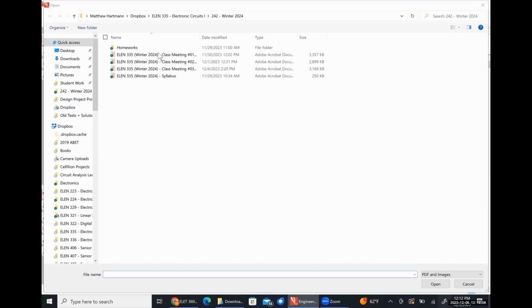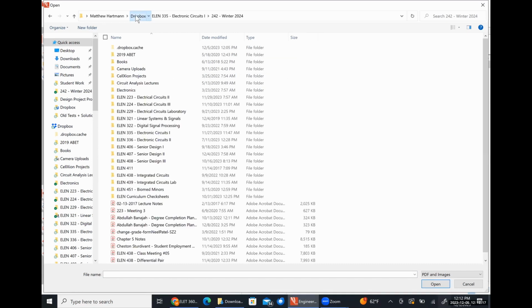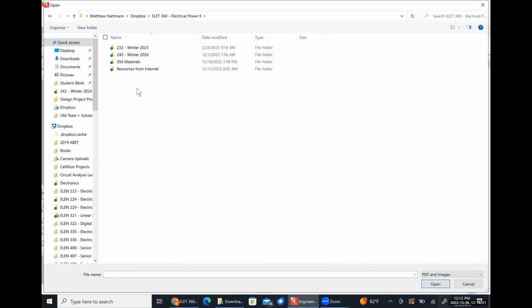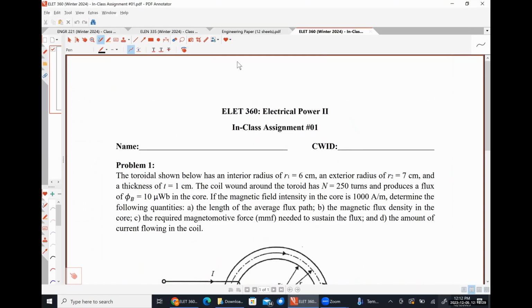All right, so we're going to kick things off by looking at the in-class assignment from our last class meeting that we didn't have time to go over. For this particular in-class assignment, we are given a toroidal coil, which is something that we've looked at before.